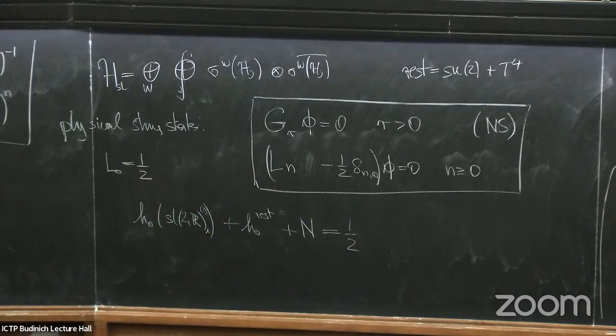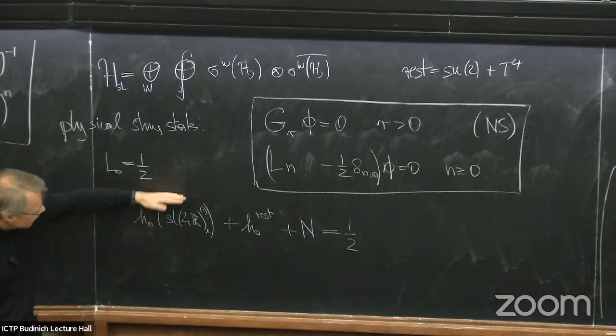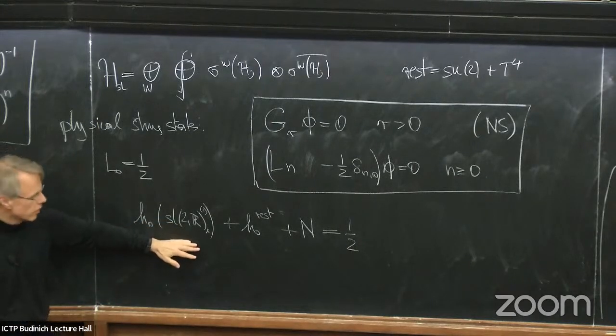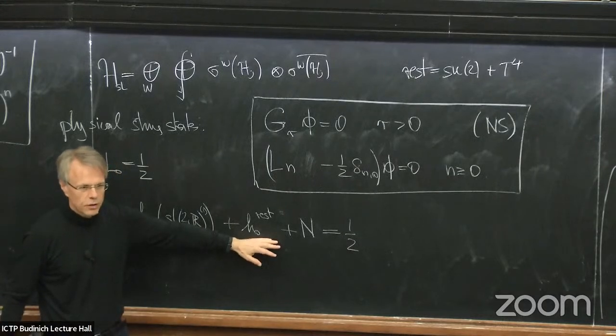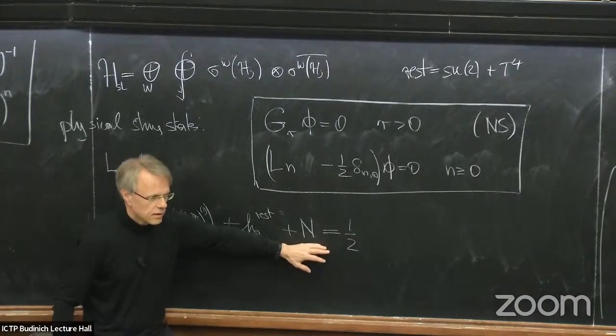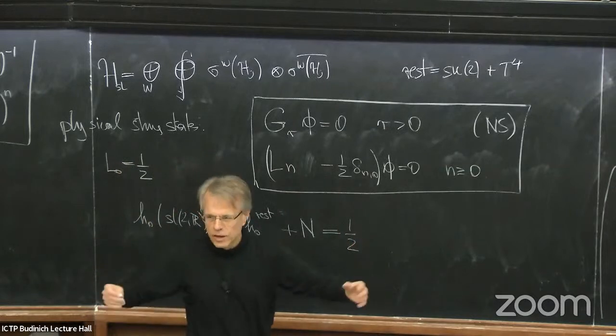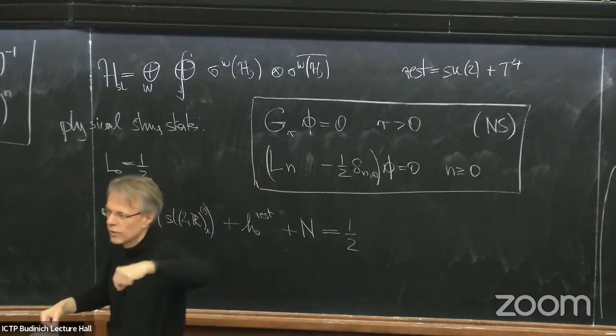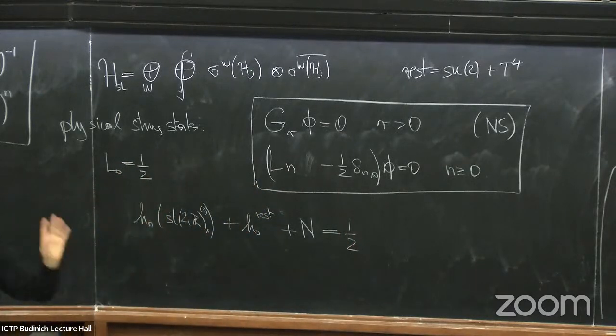You have the SL2 factor and the rest. The rest is SU2 and T4. This is the conformal dimension of the ground state of SL2, that's the conformal dimension of the ground state of SU2, and that's the excitation number. I'm thinking of looking at states that are in the vacuum of the T4. I could also include that, but it doesn't really matter for the analysis, just to be simple.